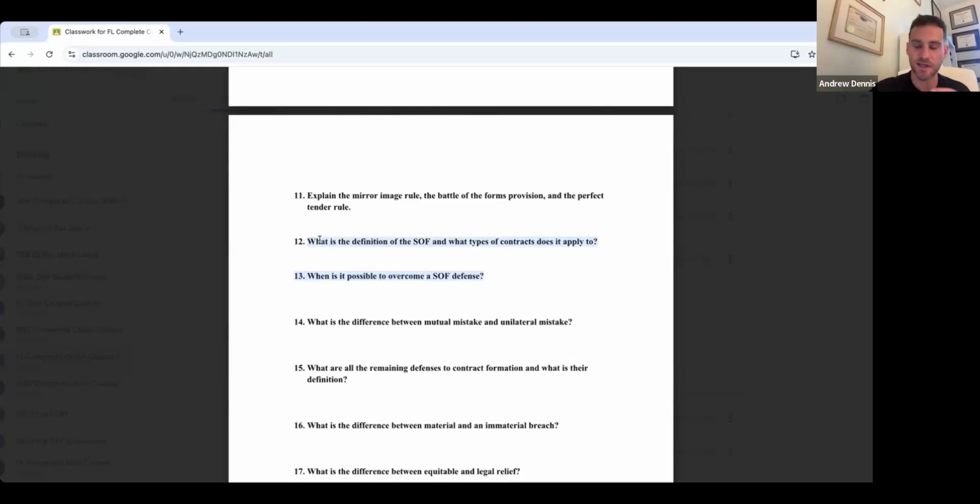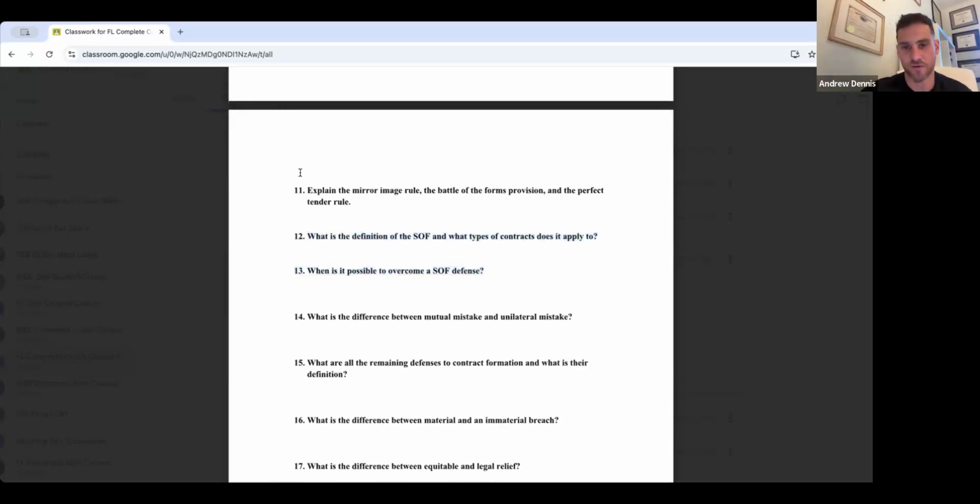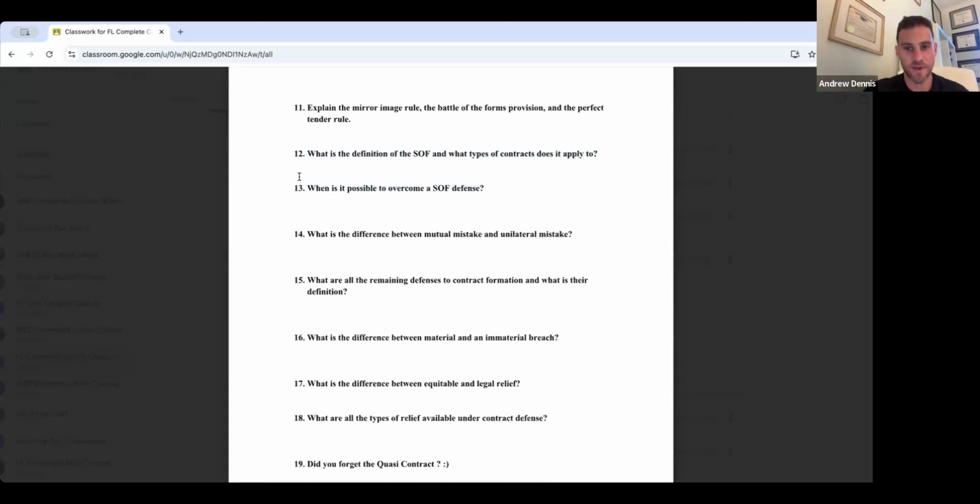That's a really good place to get points on a contracts essay. Don't just tell them statute of frauds, but also tell them the exceptions to the statute of frauds. I found that in your essays, people missed on modification and promissory estoppel quite a bit.